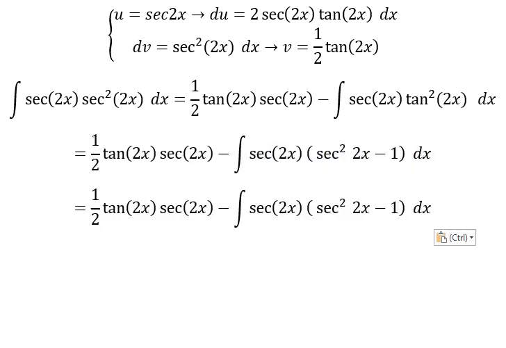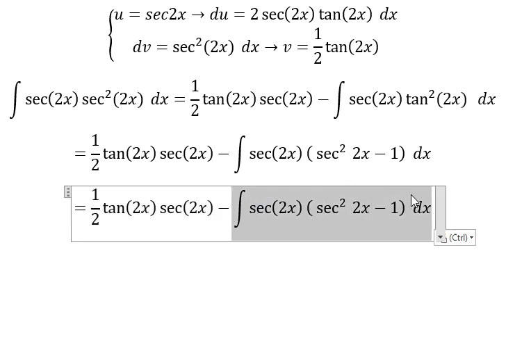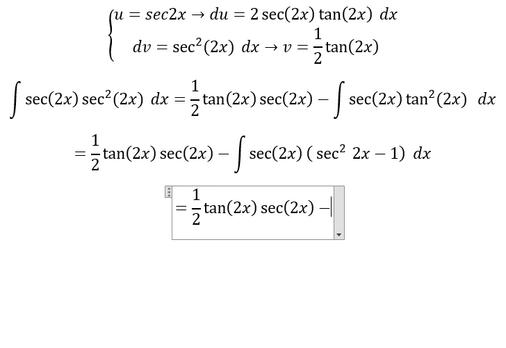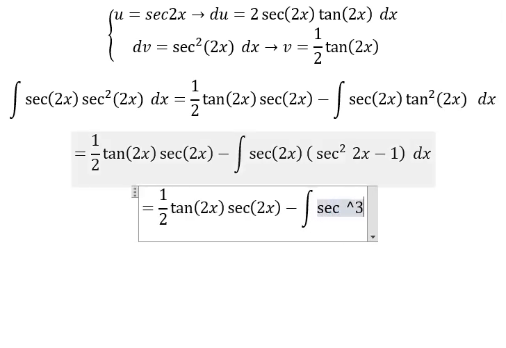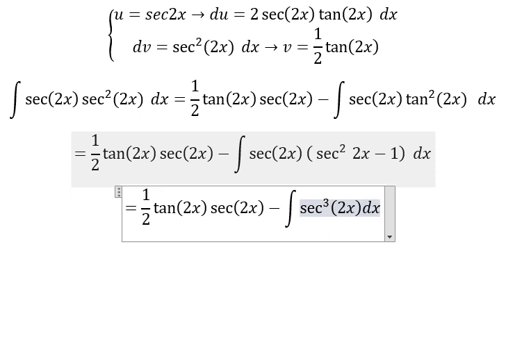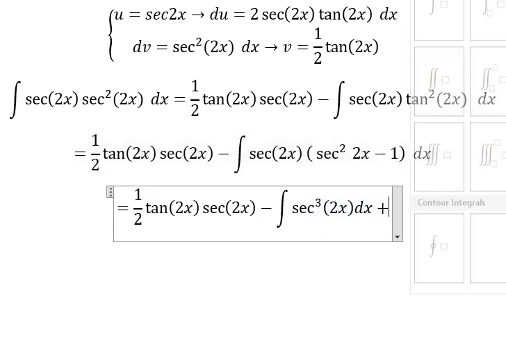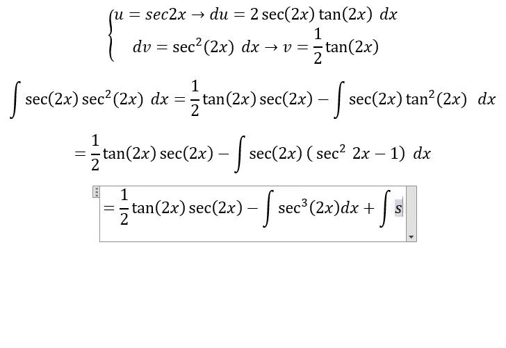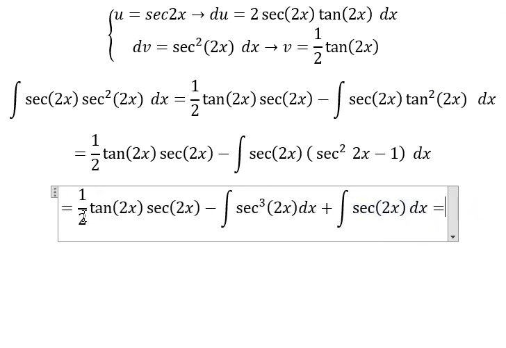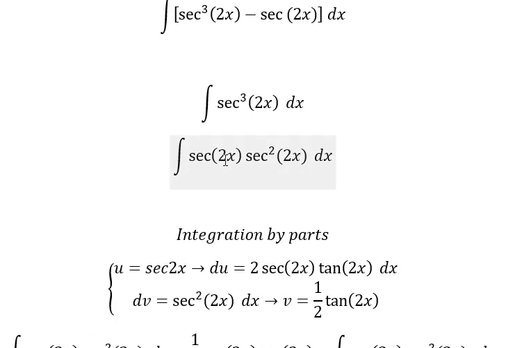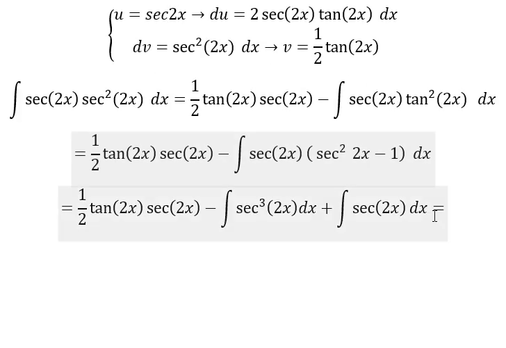Next, secant of 2s multiplied by secant of 2s squared, we have the integration of secant of 2s to the power of 3. Next, negative and negative, we have positive, and we have the integration of secant of 2s ds. And we know that this one equals this one.